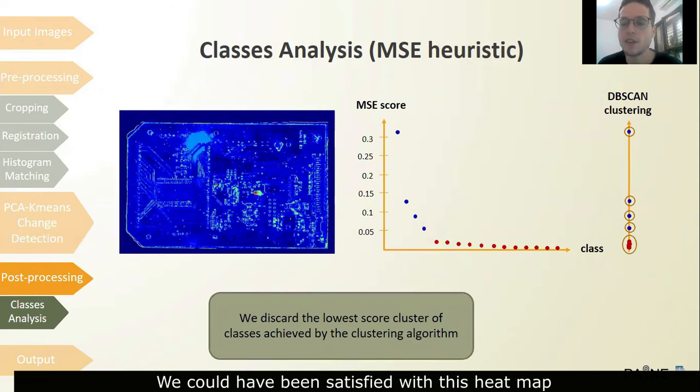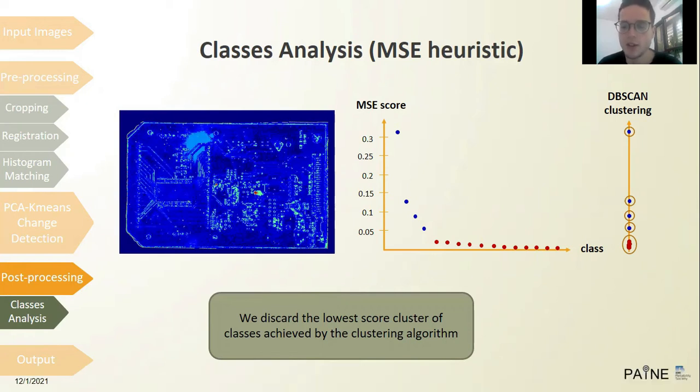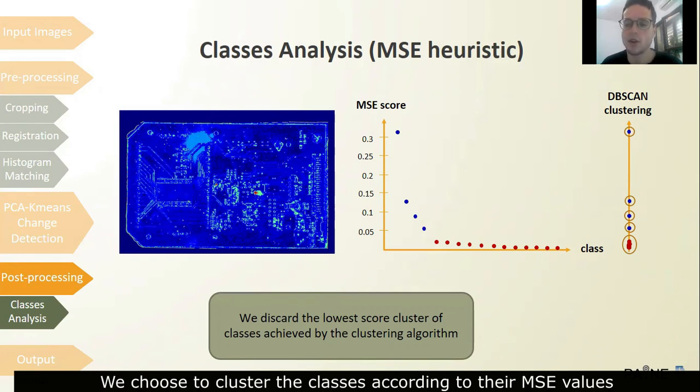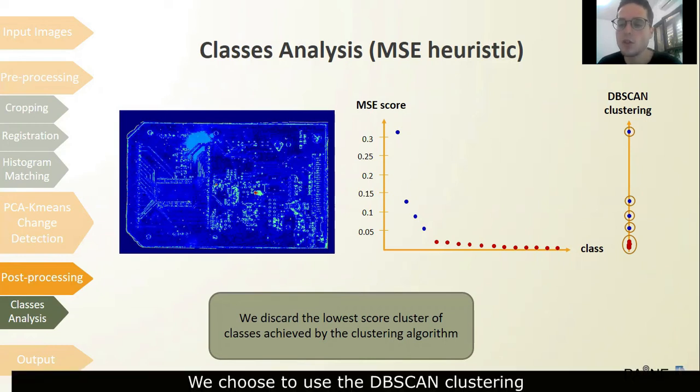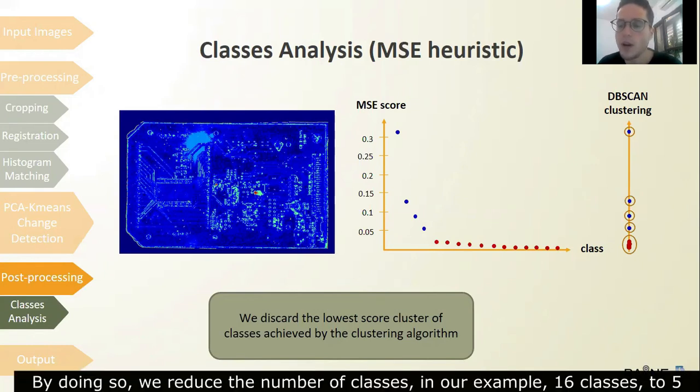We could have been satisfied with this heat map, but we also want to report as output only the most meaningful classes. Therefore, we need to find the threshold. Various techniques can be used here. We choose to cluster the classes according to their MSE values. We choose to use the DBSCAN clustering, which is a density-based clustering algorithm and does not need to be provided with the number of clusters. However, it does have a density parameter to tune. By doing so, we reduce the number of classes, in our example, 16 classes to 5.